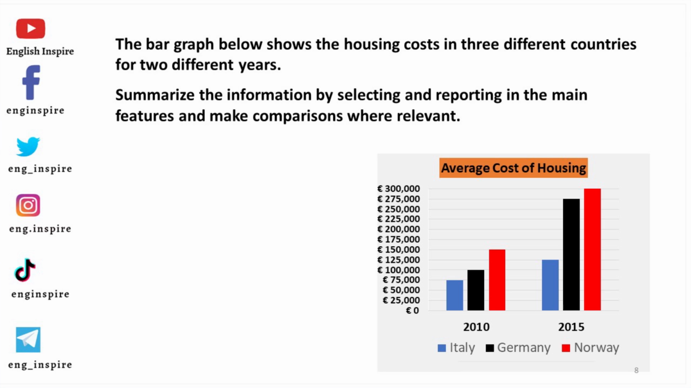The next step in task 1 writing is determining the topic of the graphic by reading the graphic title and description. And as you can see in this bar graph, we've got the average cost of housing in 3 countries: Italy, Germany, and Norway in 2010 and 2015. We will use this information to write the topic sentence of the report.